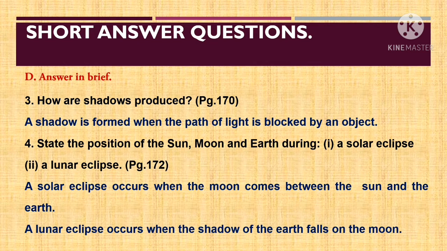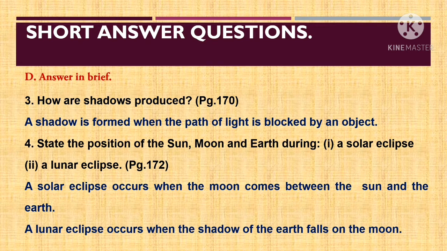Question 3. How are shadows produced? Answer is in page number 170. Under the heading Shadows, fifth line. A shadow is formed when the path of light is blocked by an object.